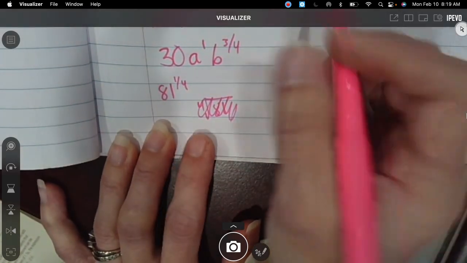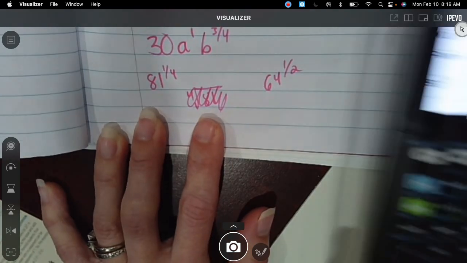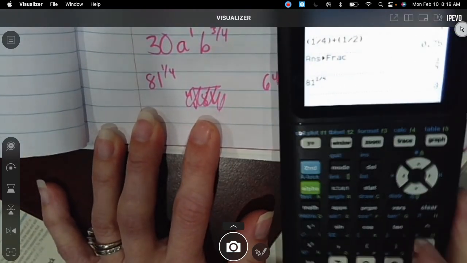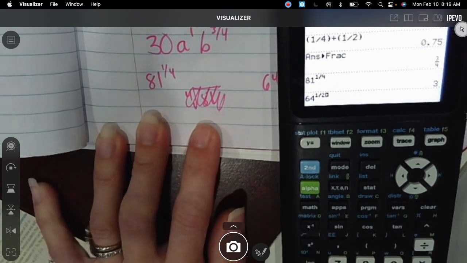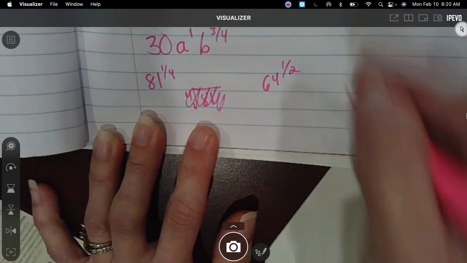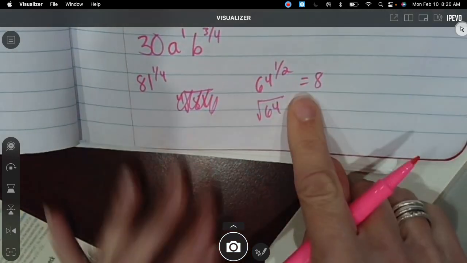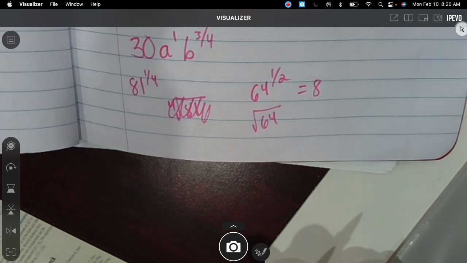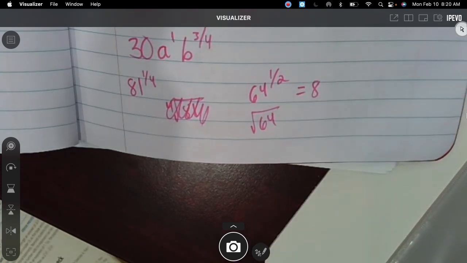What is 64 to the 1/2? So type that in. 64 to the 1/2. And it's what? 8. If you didn't know it, that means it's the square root of 64. That's another way to write 64 to the 1/2. Again, you'll learn that in Algebra 2.